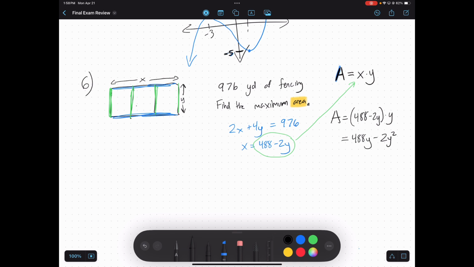Okay, so I've plugged this in for x. I've simplified a little bit. Now it's completely in terms of y. It's only in terms of one variable. Now what do we do? What comes next? I've got my area just in terms of y.